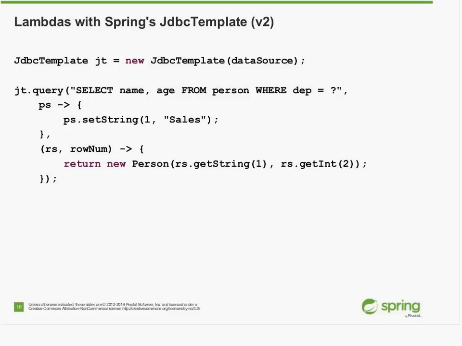We can even make it complete by mentioning that the PS or RS variable names down there can be qualified with a type. So you can say like prepared statement PS, result set RS, int row num. You can add a declaration of the types. You don't have to. That's another variation of this. But that's really about it. Practically speaking, that's lambda expressions for you.